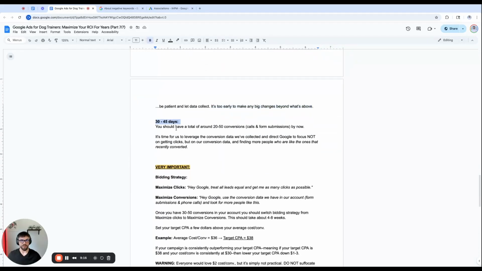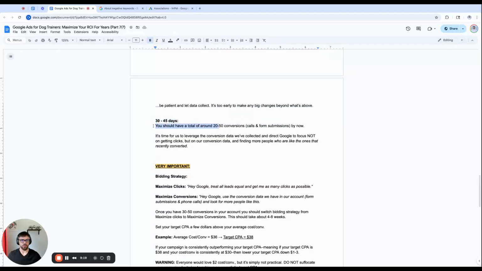Now, once you're 30 to 45 days in, you should have a total of around 20 to 50 conversions, calls, and form submissions by now. It's time for us to leverage the conversion data we've collected and direct Google to focus not on getting clicks, but on our conversion data and finding more people who are like the ones that have recently converted. Right? So up until this point, 30 to 45 days in, we have been on the maximized clicks bidding strategy, where we're basically just telling Google, get us as many clicks as you can. And the reason we're doing that is because we're just collecting a bunch of data, and we just need to get data because we will leverage that data later on.